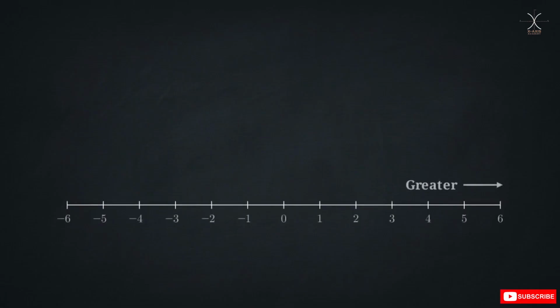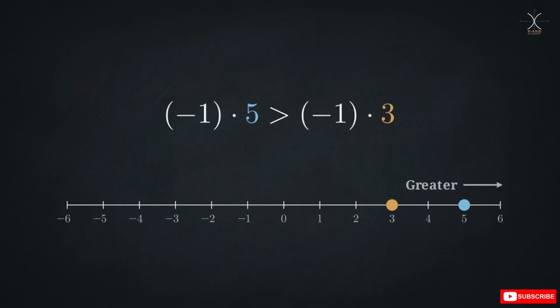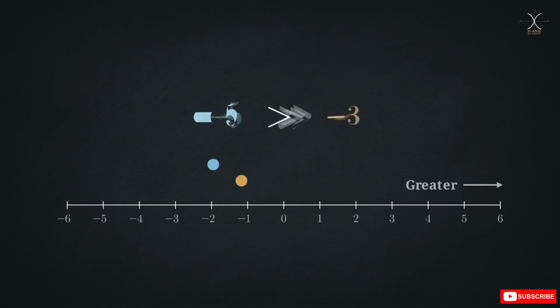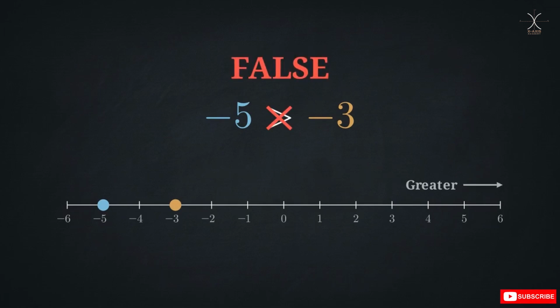But multiplication introduces a unique problem. Let's start with a simple, undeniable truth. 5 is greater than 3. If we multiply both sides by -1, our statement becomes -5 is greater than -3, which is completely false.